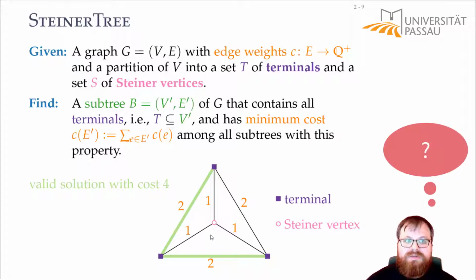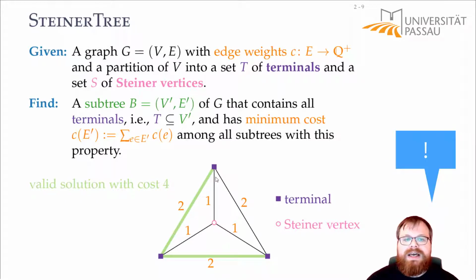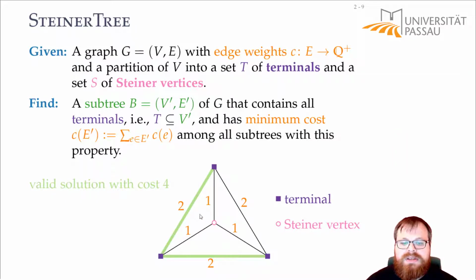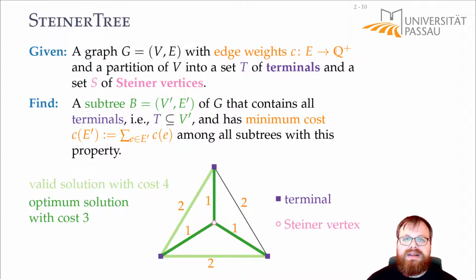So in this example, what is the Steiner tree we're looking for? Here we have cost 4, but instead we could just use all these 3 edges with cost 1 that connect the terminals to this one Steiner vertex in the middle. And then we have the optimum solution with cost 3.